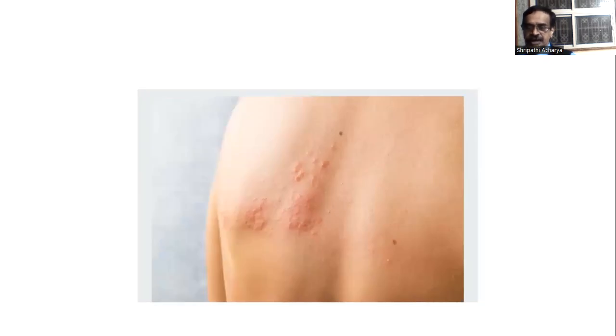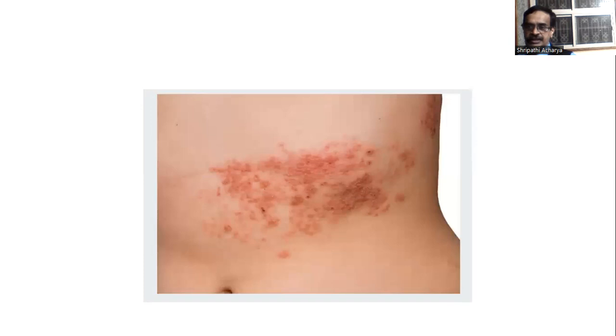This is another patient where in the back there are lesions of herpes zoster. You can see erythematous base lesions with vesicles and papules. Here another patient, again you can see in the abdomen there are lesions of herpes zoster. You see in the course of the spinal nerve there are skin lesions, which are characteristic, erythematous based lesions with papules or vesicles initially.